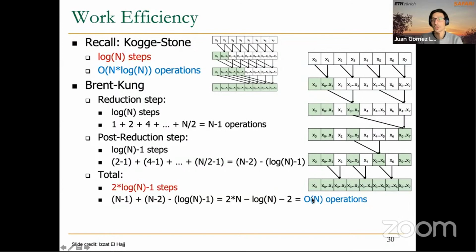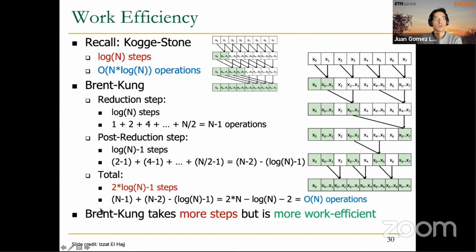So it's much closer to the work efficiency of the sequential algorithm, and it's also significantly better than the n times log n from Kogge-Stone. So even though Brent-Kung takes more steps, it's more work efficient.